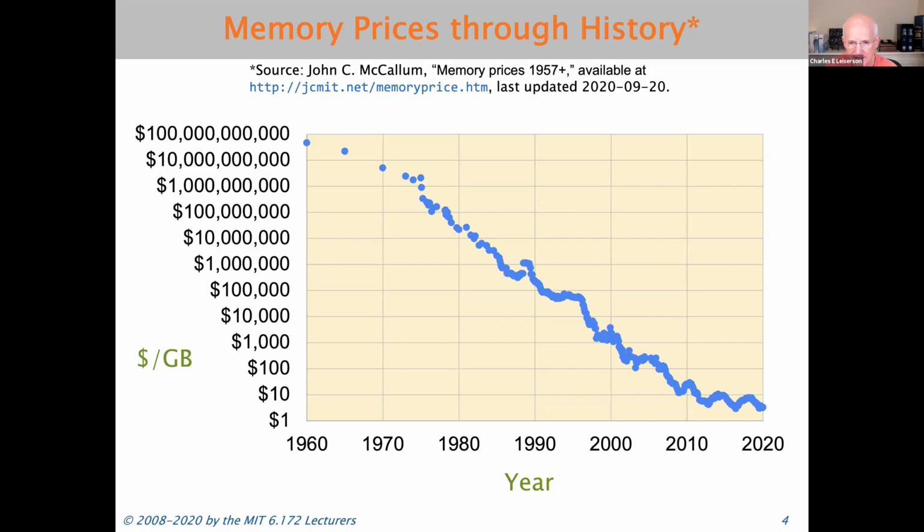Now, when I was a junior in college, a gigabyte of memory cost about $2 billion. Billion dollars, if you've seen that movie. And as you can imagine, as a student, I couldn't afford that. But today, a gigabyte costs about $3.